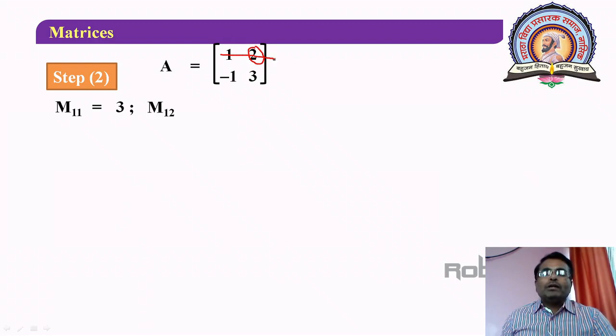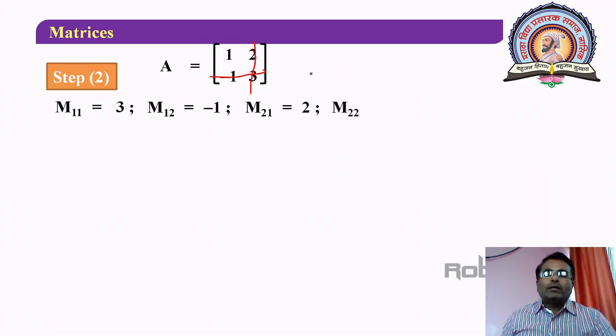If you want to find the minor, delete the first row and second column. So you will observe that you will get minus 1 only. So M12 is equal to minus 1. Then next M21. To find M21, delete the first column and second row, and therefore this is your minor. So M21 is equal to 2. And for the element at this position, delete its row and delete its column. So at M22 you will get 1, isn't it? So these are your minors.